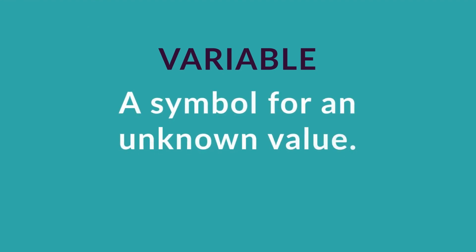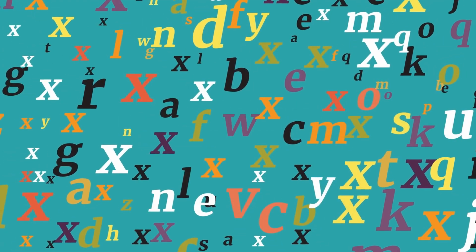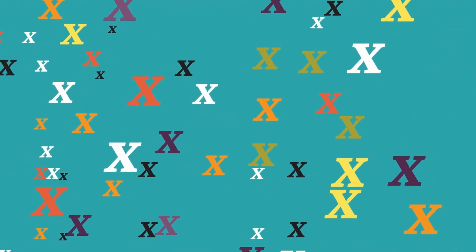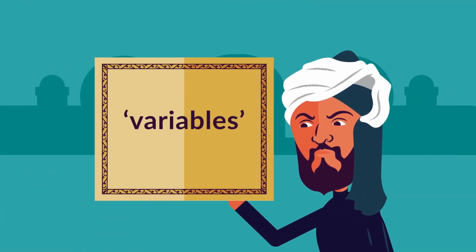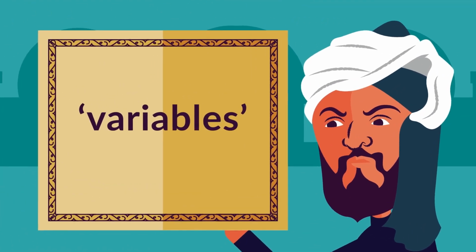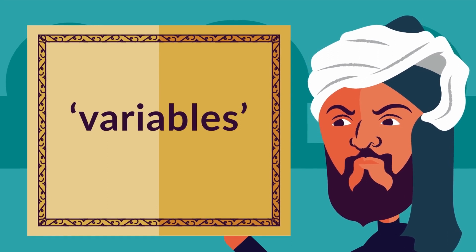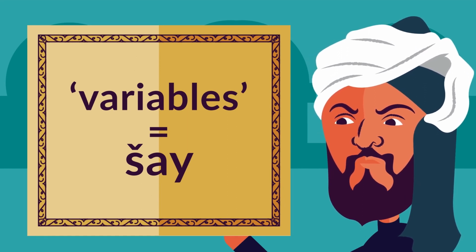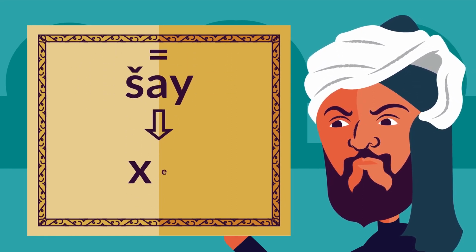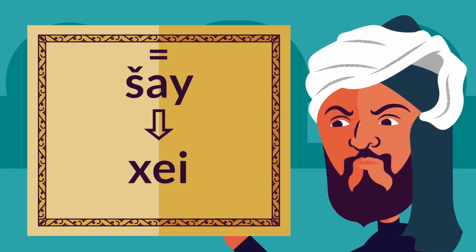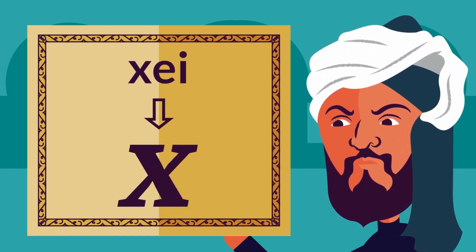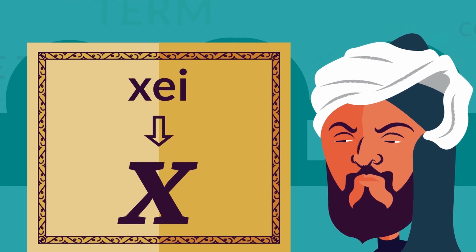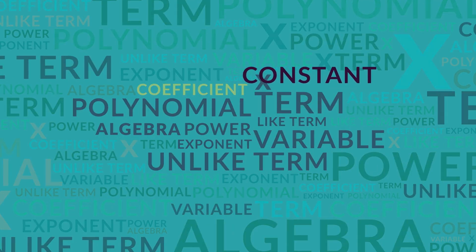What is a variable? A variable is a symbol that represents an unknown value. We often use letters for variables, of which X is the letter most commonly used to represent a variable. The reason for this takes us back to al-Khwarizmi. In his manuscript, variables were called things. The Arabic word for thing is shay. When algebra was later translated into Spanish, the word shay was written as X-E-I, which people then started to write as the letter X to make their lives easier. And this has stuck.